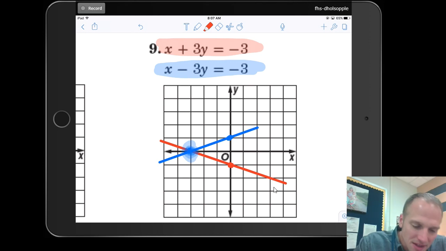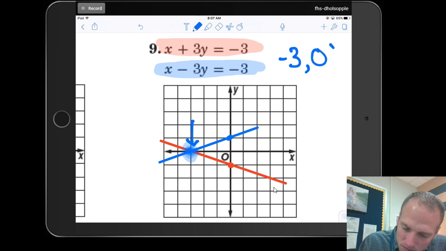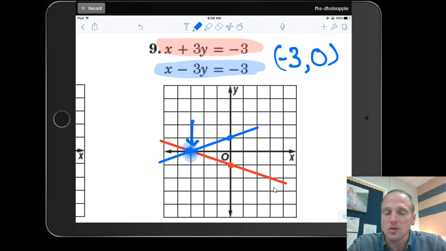Okay. So in this case, our solution is that dot right there. And that is the point -3, 0. So that's our solution. If we put -3, 0 into the top equation, it's going to work. If we put -3, 0 into the bottom equation, it's going to work. Okay, so our solution is where the two lines cross.